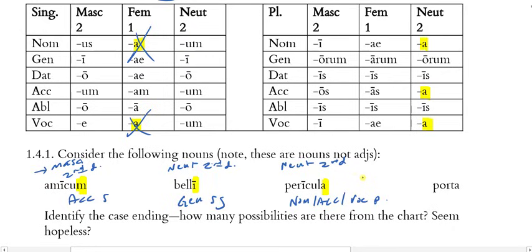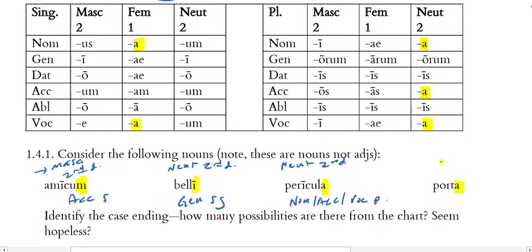Okay. And then last, I have porta. Let me get rid of my X's here. What do we see with porta? Porta has an A, just like pericula had an A. So there were 5 possibilities. I'd have to think through all 5, right?